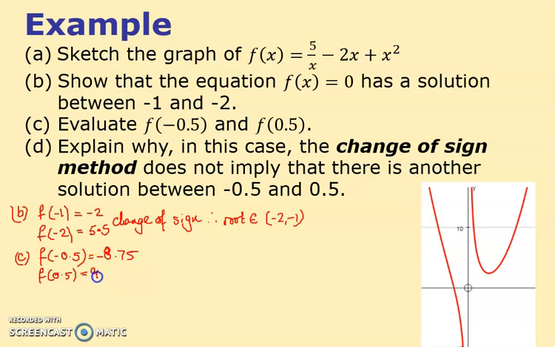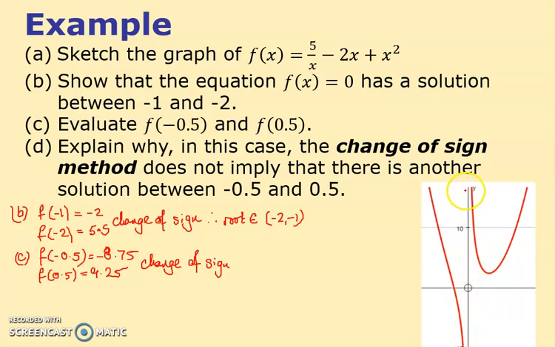This one is 9.25. This is positive. So surely, I hear you cry, there's a change of sign. So since there's a change of sign, part D says, why does this not imply there's another solution between? Well, if you look at the graph, it tells you, look, there doesn't seem to be a place between there and there where it's crossing the x-axis.